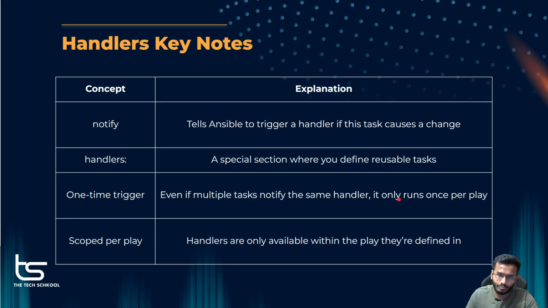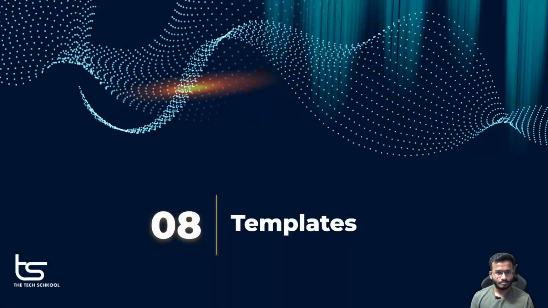If we have four tasks and four times I have called the handler, the handler will run only once inside one play. So it's scoped per play. Handlers are only available within the play that they are defined in. These are the important notes that need to be kept in mind when we use handlers inside an Ansible script.